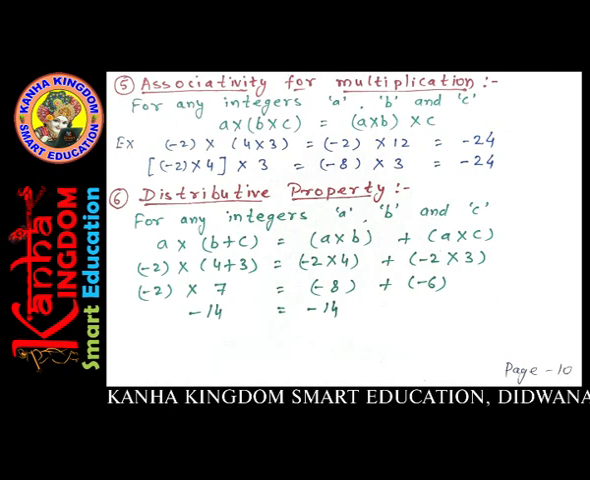For example, -2 multiplied by bracket 4 plus 3. 4 plus 3 gives answer 7. 7 multiplied by -2 gives answer -14. By the right side of this formula, -2 multiplied by 4 plus -2 multiplied by 3. -2 multiplied by 4 gives answer -8 and -2 multiplied by 3 gives answer -6. -8 plus -6 is equal to -14. The left hand side and right hand side are the same.